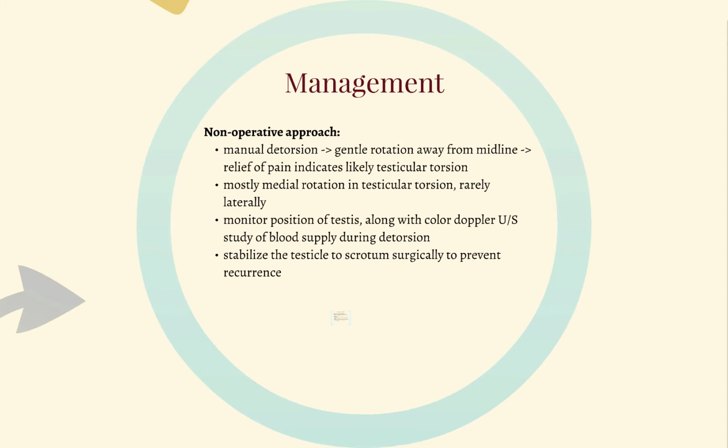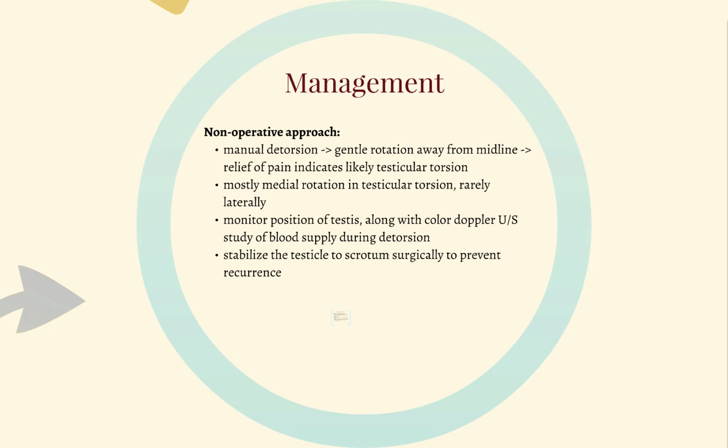Often, it is possible to detorse a testes during examination through gentle rotation away from midline, like opening a book. Relief of pain indicates likely testicular torsion was the cause. Manual detorsion is performed if surgical intervention is not immediately available within 2 hours. It is possible for the testicular torsion to be rotated medially in the majority of cases, so pick up on the following to determine if detorsion is going well.